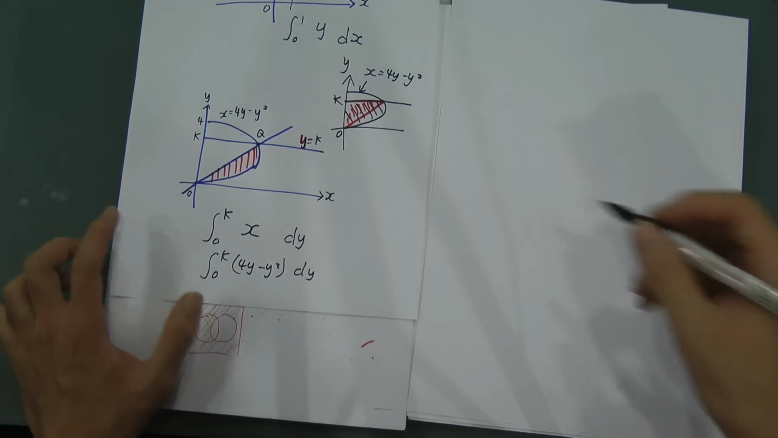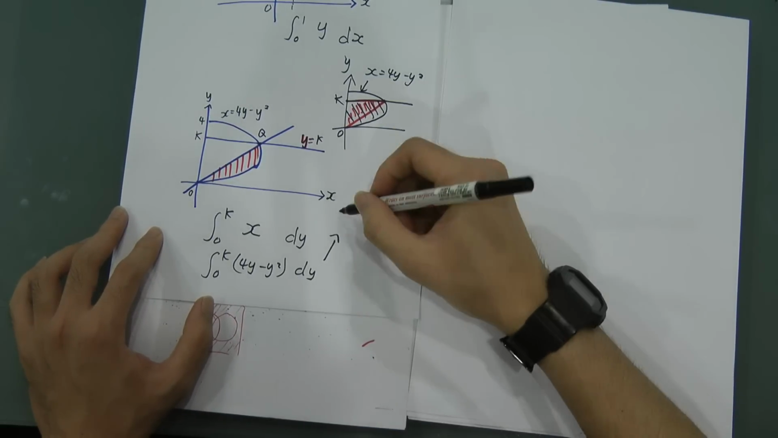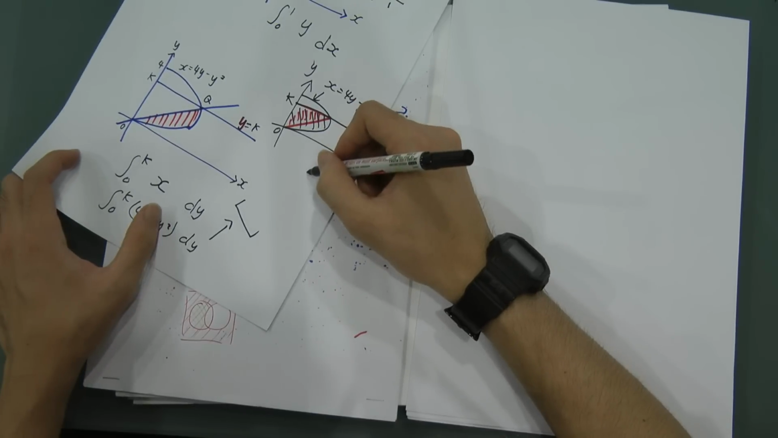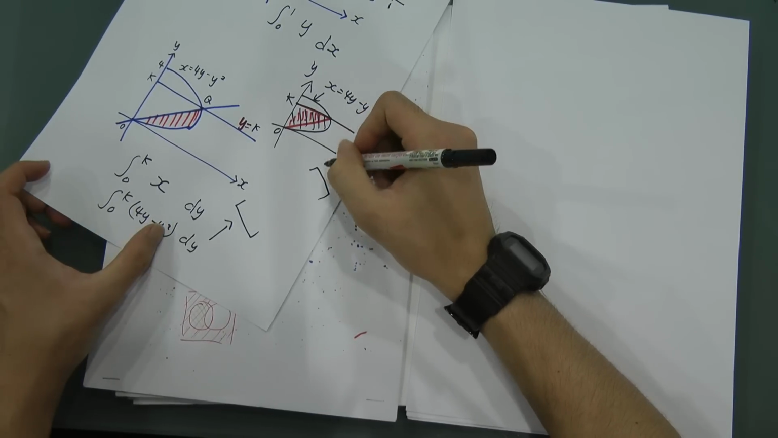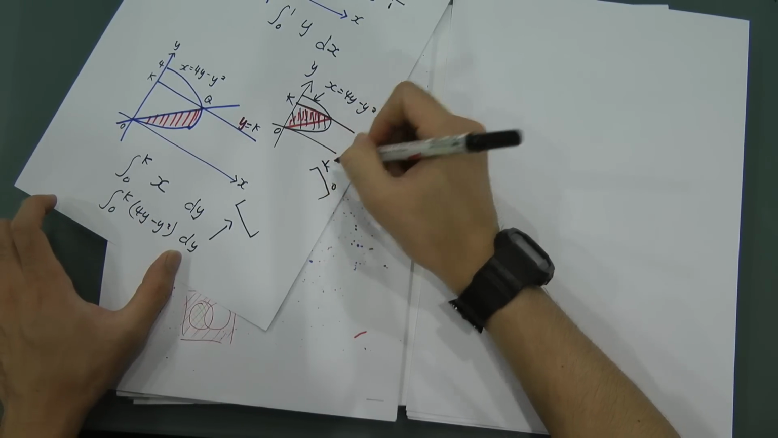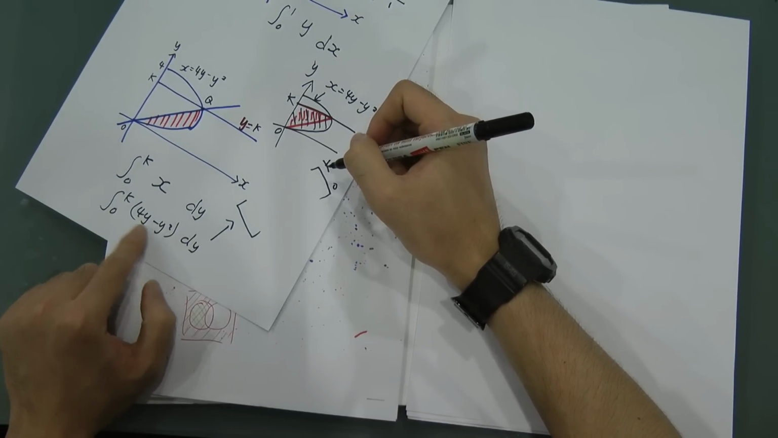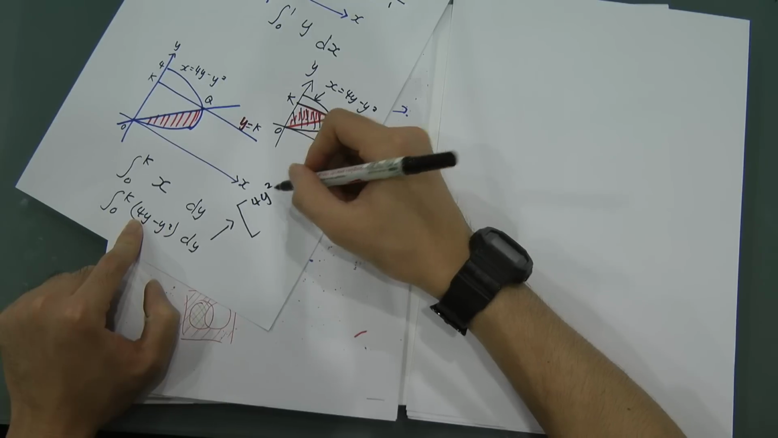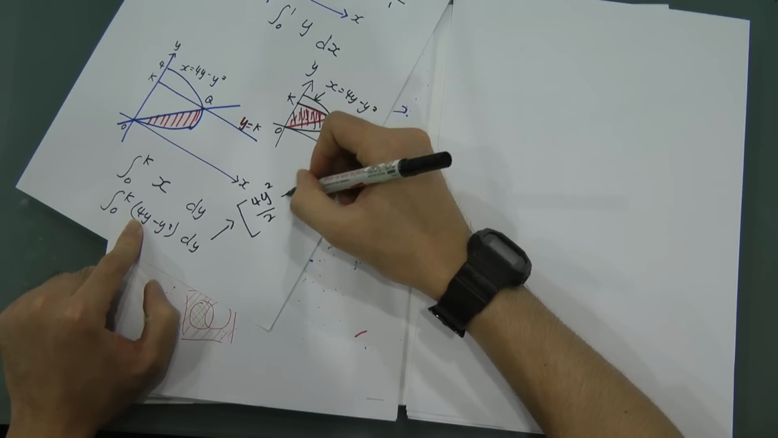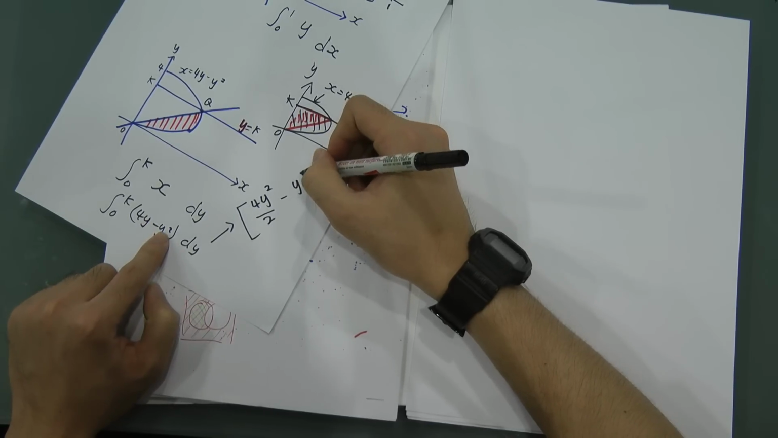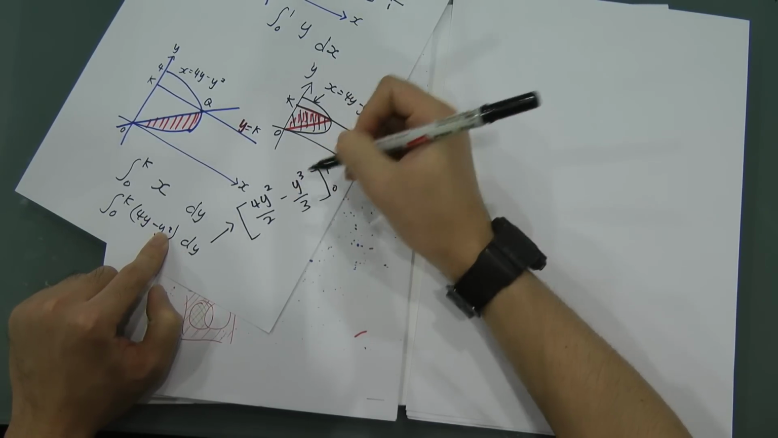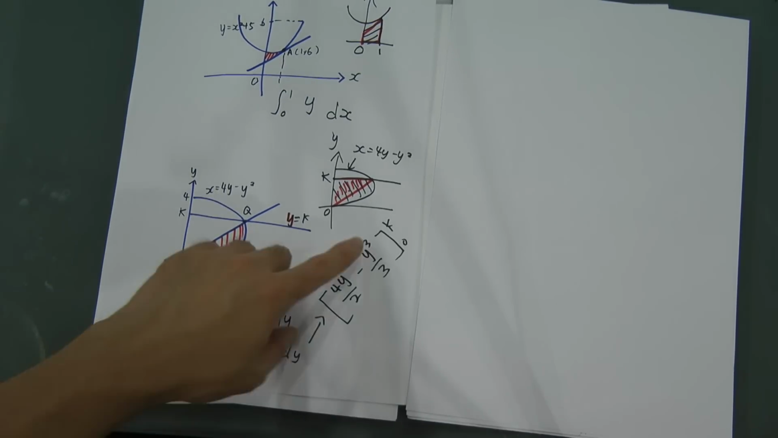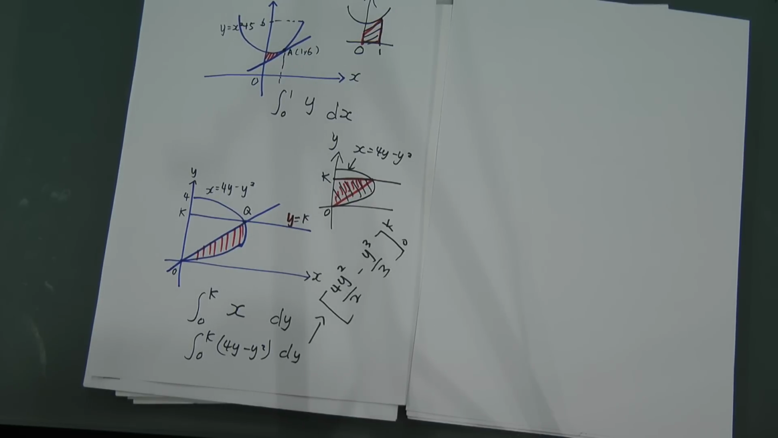If you're not sure how to integrate this one, you can straight away write something like this, with 0 on the bottom and k on the top. When we integrate 4y, we will get 4y to the power of 1 plus 1, 2, divided by the total power. And then minus y squared: 2 plus 1, we get 3, divided by 3. After that, we substitute the value into here. So this one should have no problem.